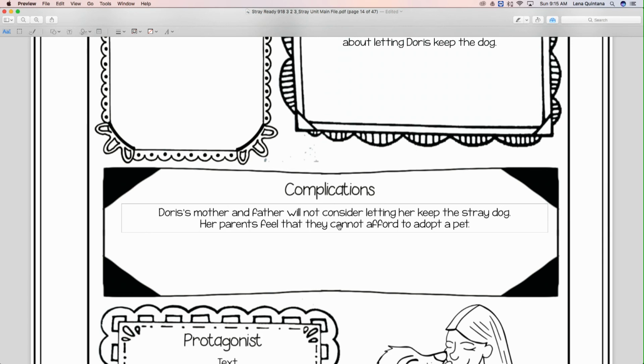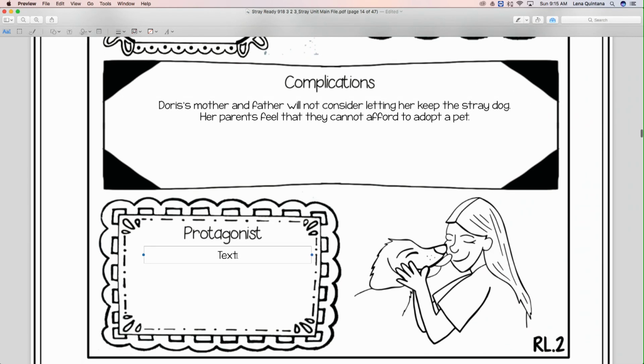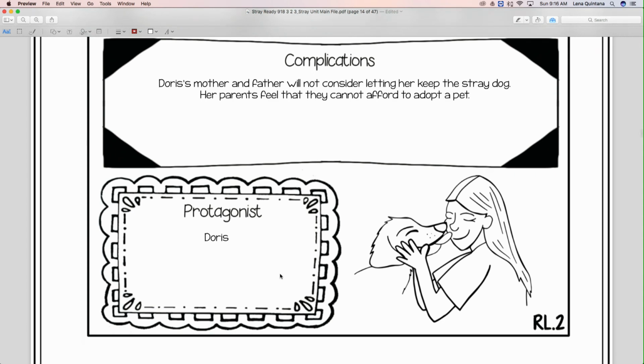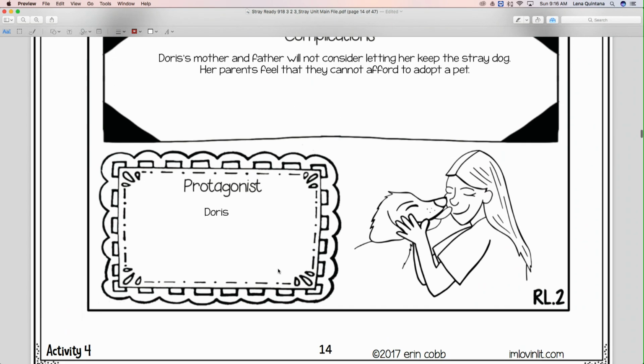Okay, and the protagonist was Doris in the story. She was our main character. And that's it, actually. We don't have an antagonist here because it was just a very sweet story about a stray dog who gets a happy ending and gets to stay with that nice family.